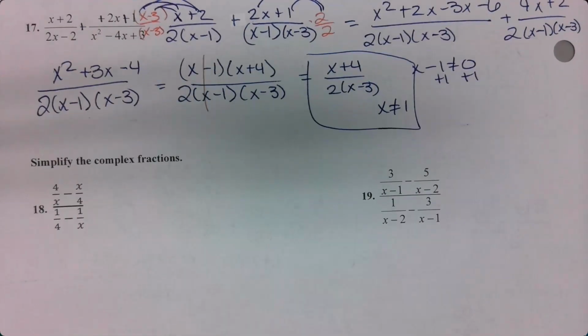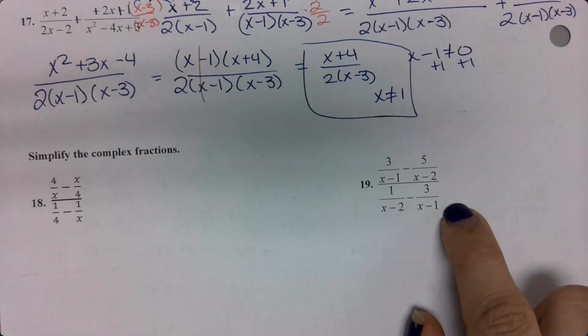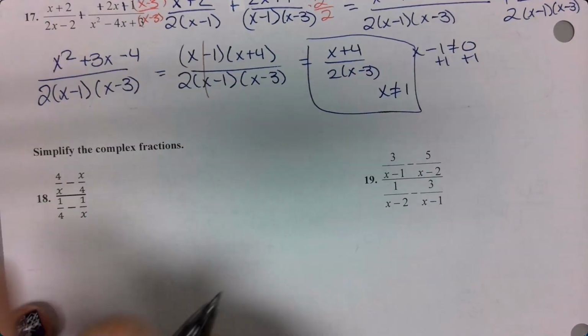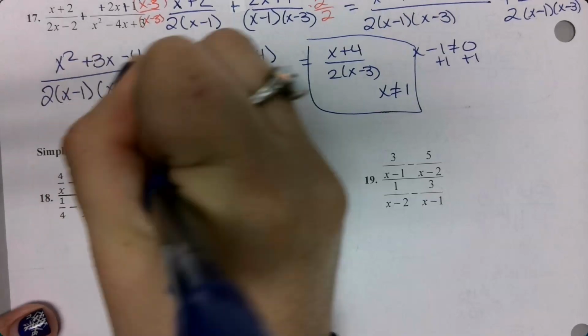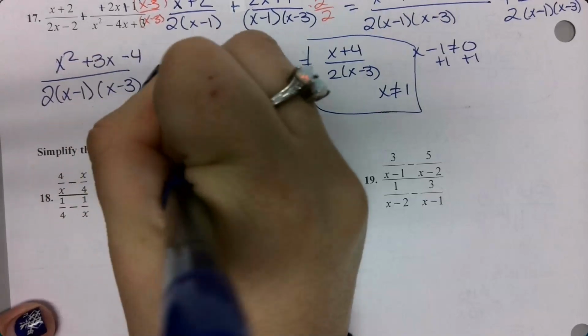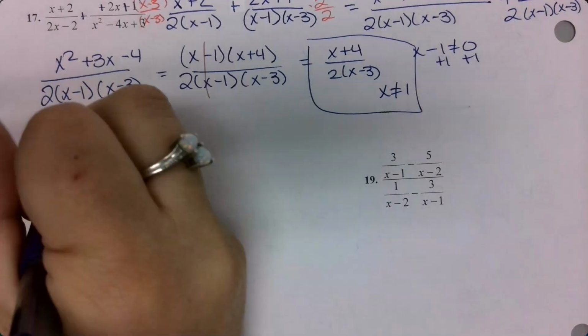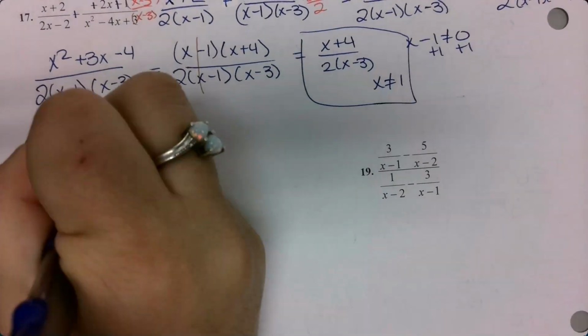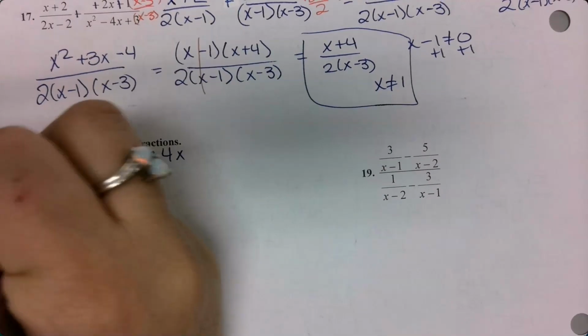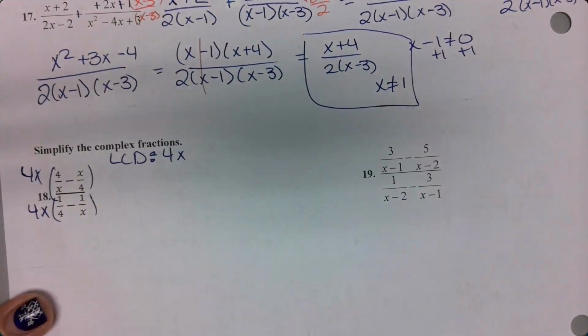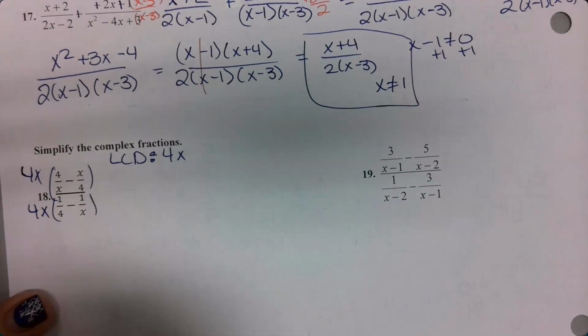And my last part wants me to simplify the complex fractions. I can do this by either, on number 18, making them have the same denominator, or multiplying by the lowest common denominator. I'm going to use the LCD method here and the same denominator method on number 19. So, on this one, my LCD is going to be 4x. So I'm going to multiply my top fraction by 4x, and my bottom fraction by 4x. Because I'm still multiplying by 4x over 4x, which is the same thing as multiplying by 1.